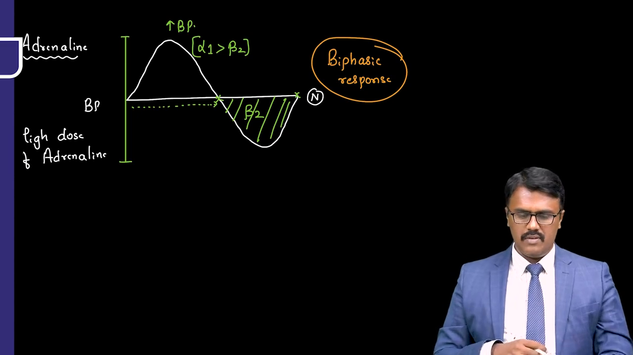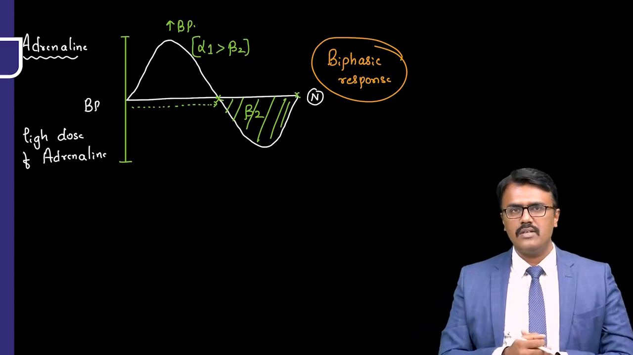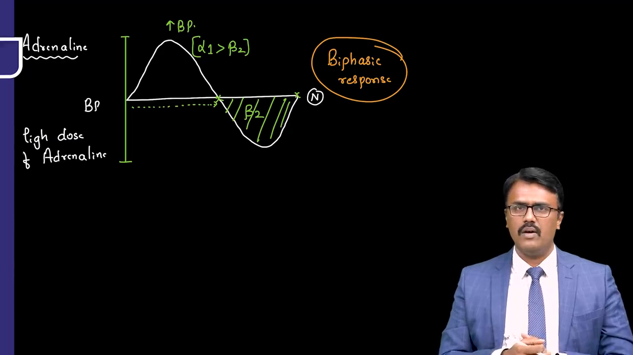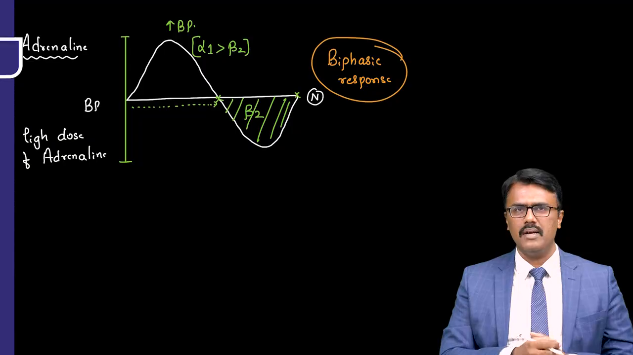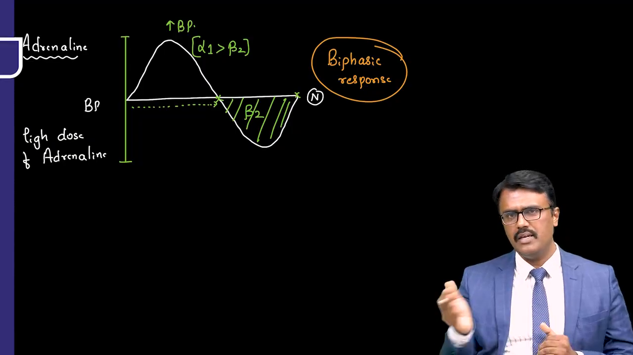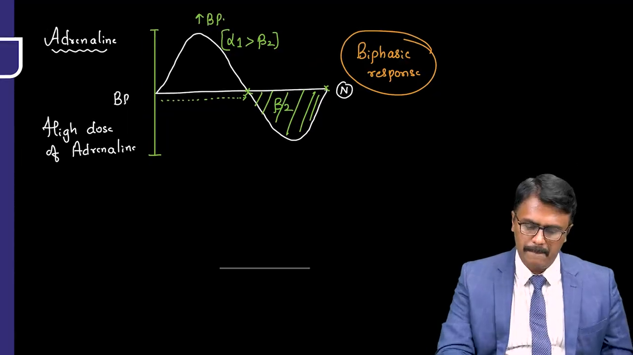Okay, sir, we understood. That means when you give the adrenaline at high dose, there is a risk of high BP, stroke, and all those things. So when you give adrenaline, try to give it at low dose. You have to dilute it and give. We'll explain that later. Okay, sir, fine.